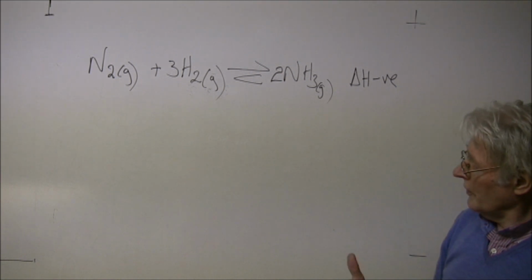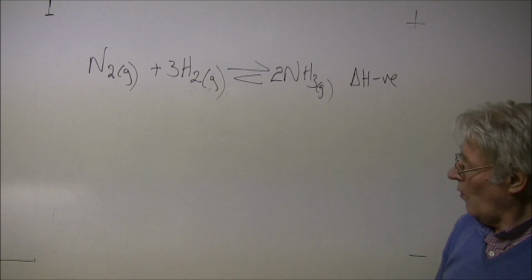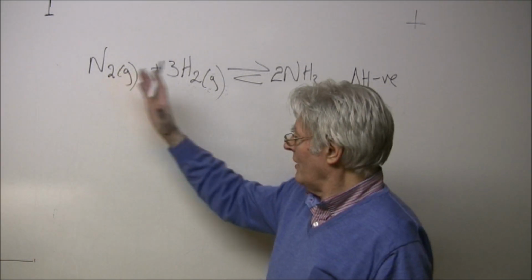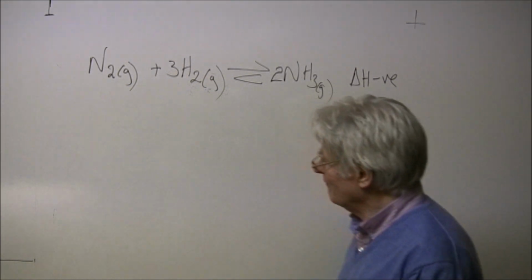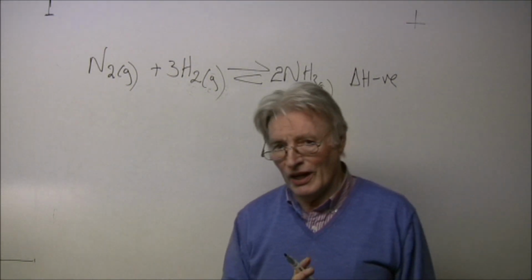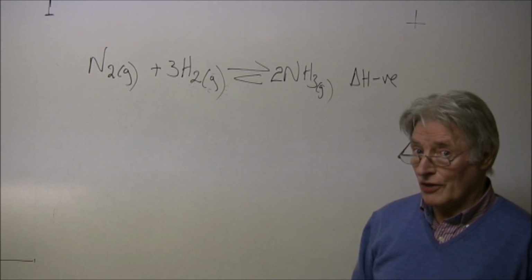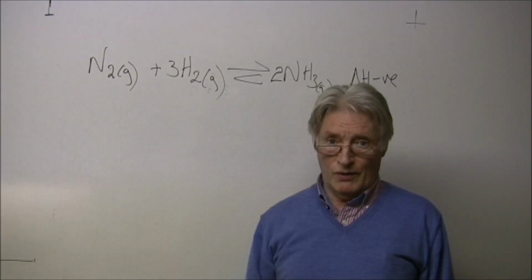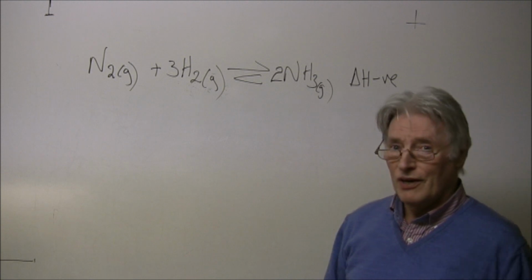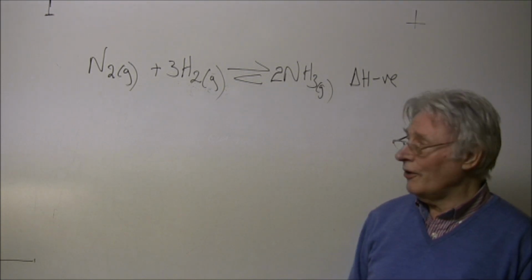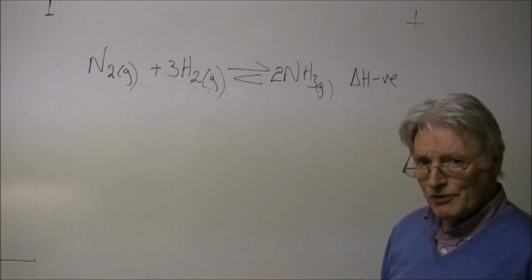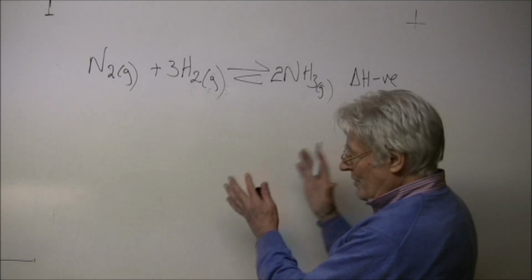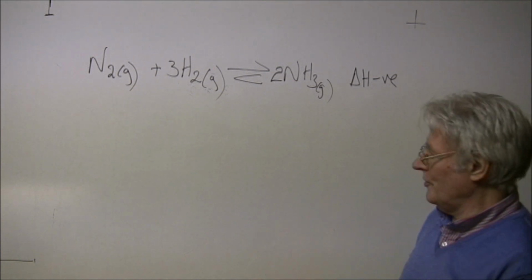Now, we want to consider, if we change certain factors, what will happen to the relative amount of nitrogen, hydrogen and ammonia at equilibrium. Now, the factors that we wish to look at are temperature and pressure. What will happen to the position of equilibrium if we tamper with the temperature and or the pressure? Now, we're going to look at changes in temperature first. We're going to keep the pressure constant and change the temperature.